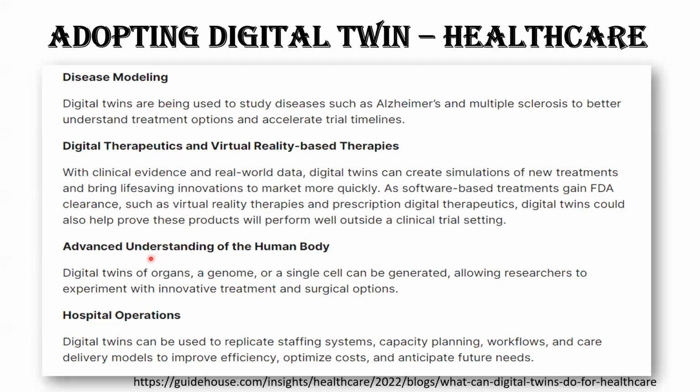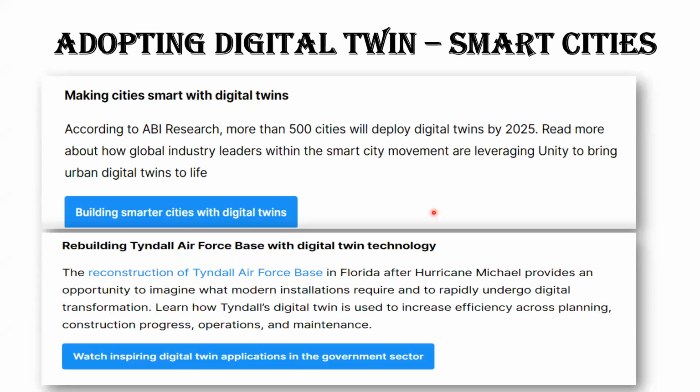Further, digital twins of organs, a genome or a cell can be generated. Hence, research for a particular cell can also be done through digital twins. Hospital operations, as we saw in the last video on the designing part, is also coming in handy. So I'll just move faster because we have to cover more time in the demo part.